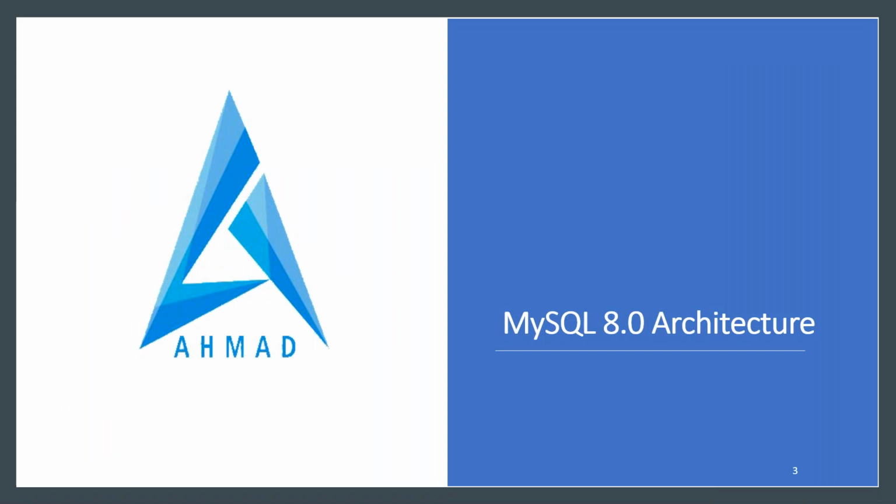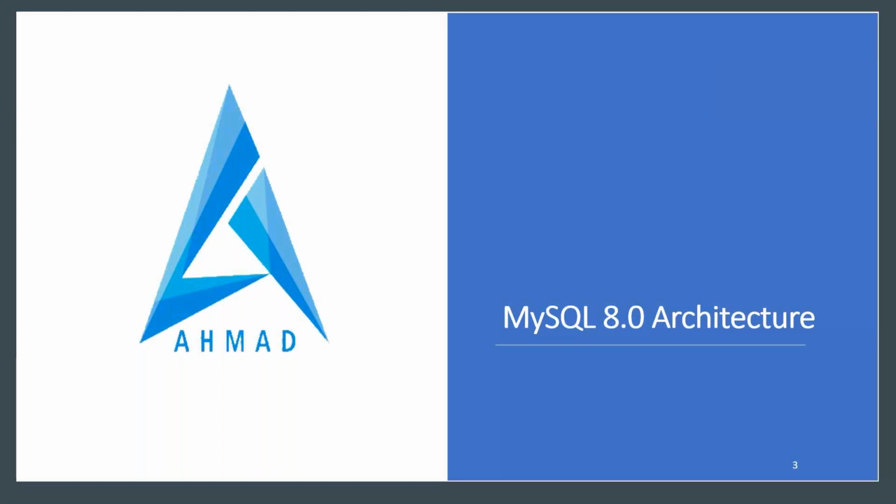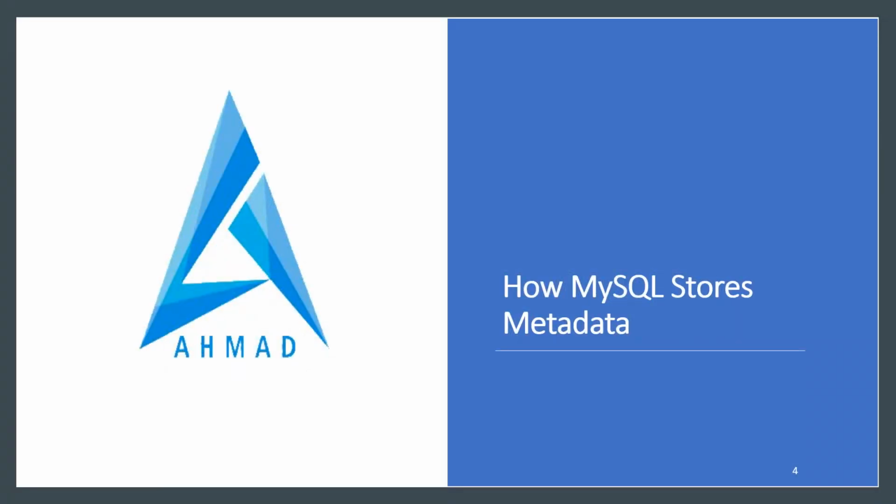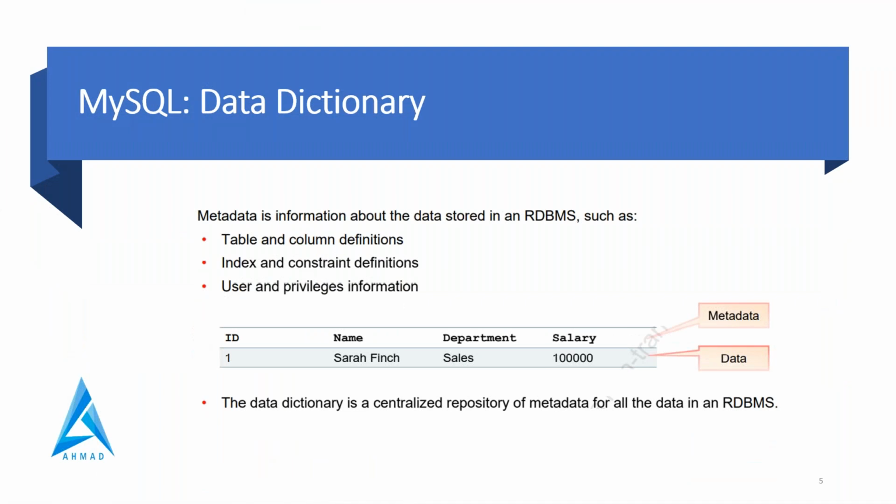And today, again, I will cover MySQL 8 architecture because it is too much. So I'm explaining everything about architecture in terms. And today we will see how MySQL stores metadata. Metadata is basically information about the databases and whatever you are doing in the database, that will be stored in terms of data dictionary. So that I will talk about. The first thing is the data dictionary.